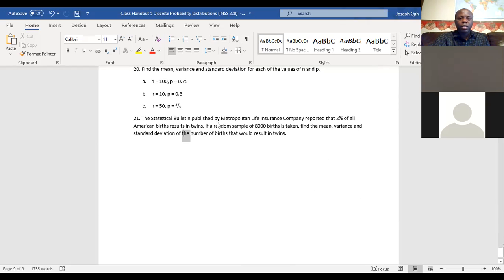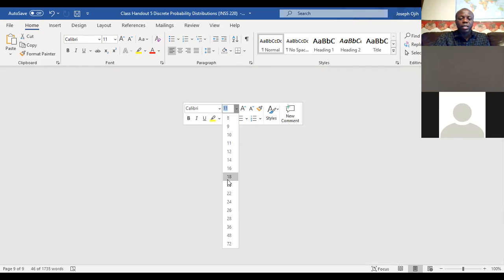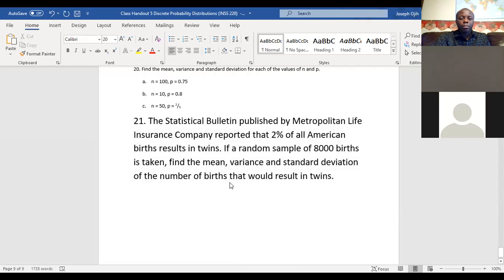It says the statistical bulletin published by the Metropolitan Life Insurance Company reported that 2% of all American births result in twins. A random sample of 8,000 births is taken. Find the mean, variance, and standard deviation of the number of births that result in twins. Solution.